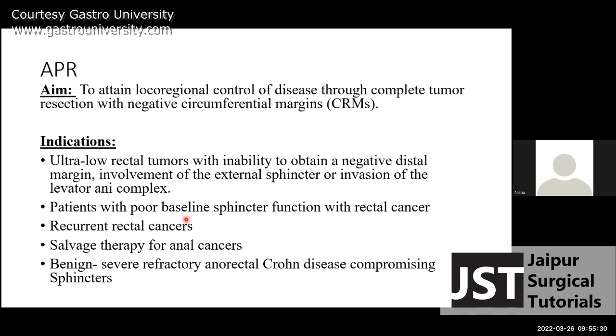So in those patients, there's no point saving the sphincter when it's not functioning well. So it's better to do an APR in these individuals rather than giving them an ISR and a sphincter conservation surgery when the sphincter is not functioning well. And APR is indicated for the recurrent tumors as a salvage therapy for the anal cancers, even benign condition where APR is indicated when there is a severe refractory anorectal Crohn's disease, which is compromising the sphincters.